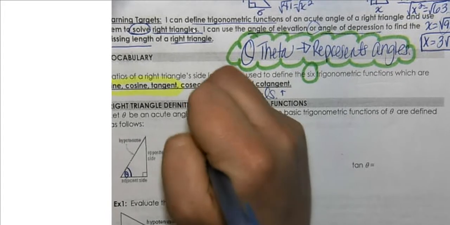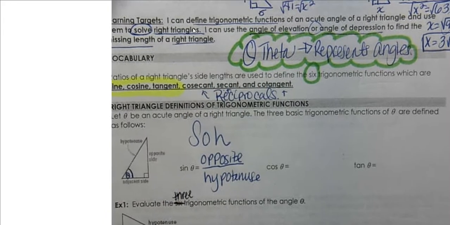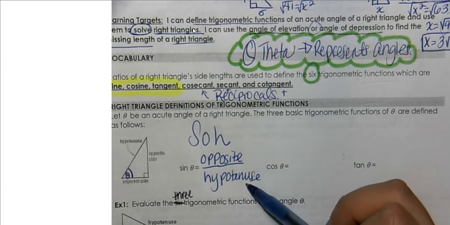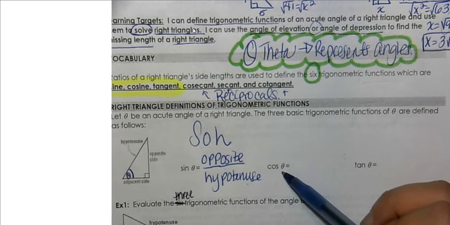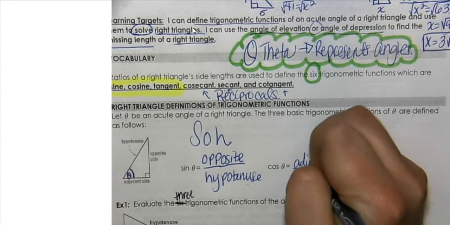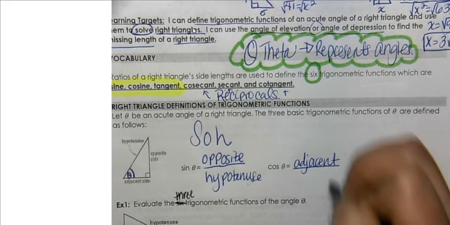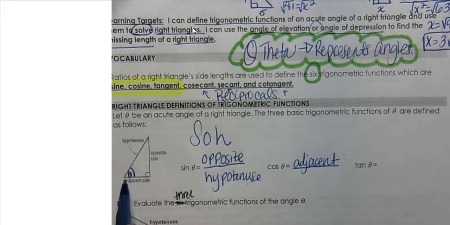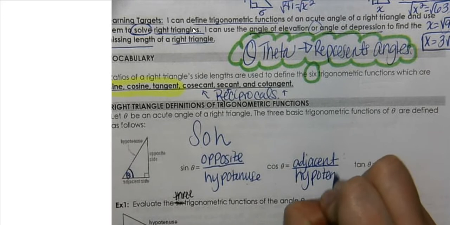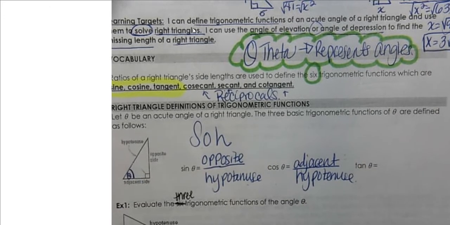This is where we get the SOH of SOHCAHTOA. Sine is equal to opposite divided by hypotenuse. Cosine of theta, that's equivalent to the length of the adjacent side, that's the side that touches both theta and the right angle, divided by the hypotenuse. Remember that the hypotenuse is always across from the right angle.